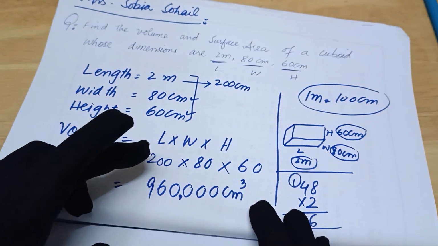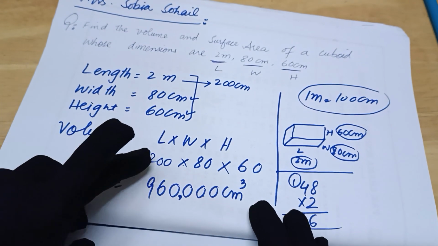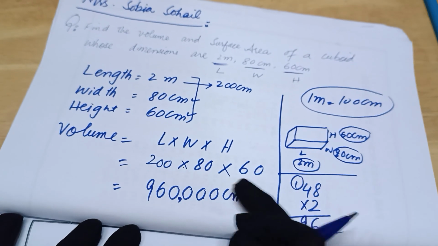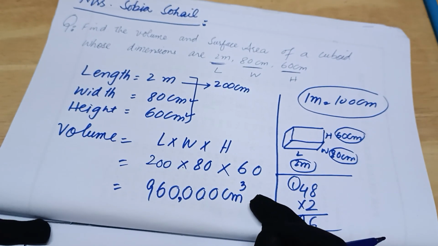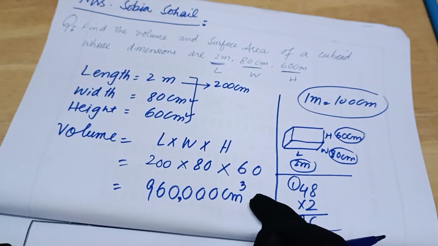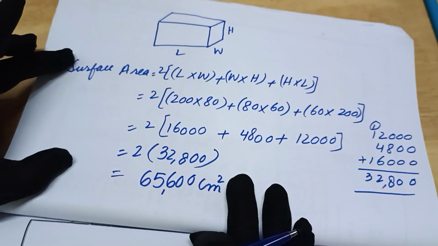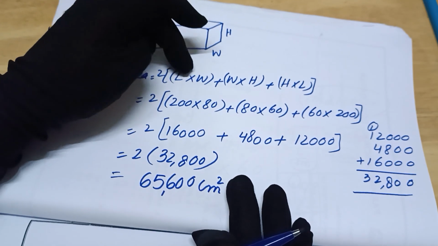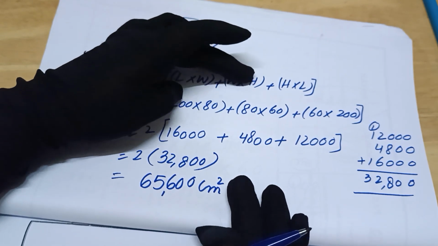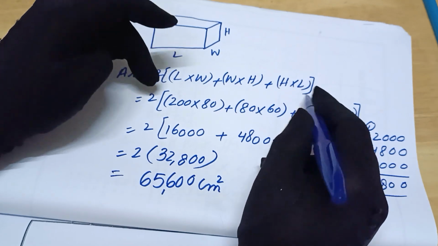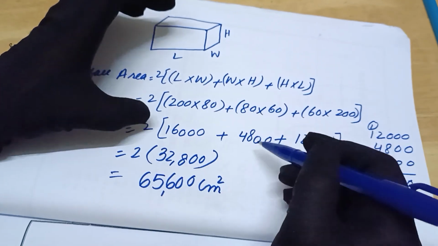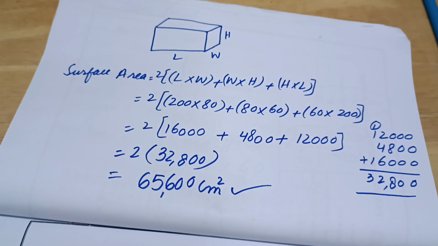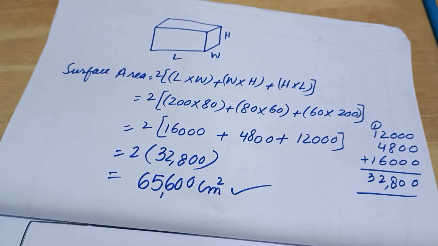Okay. So for volume, write down the formula: length multiply by width multiply by height. Write down the respective values and multiply. Then come to the surface area of the cuboid. Write down the formula: 2 times (length multiply width plus width into height plus height into length). So put down the values and then calculate. This was for the cuboid.